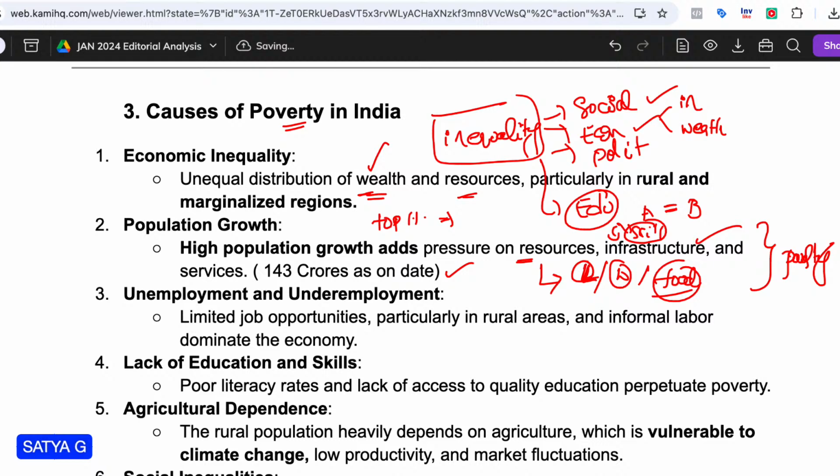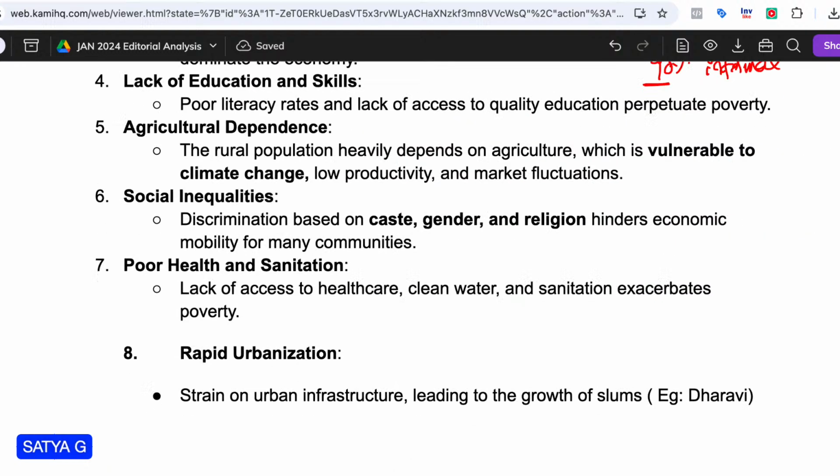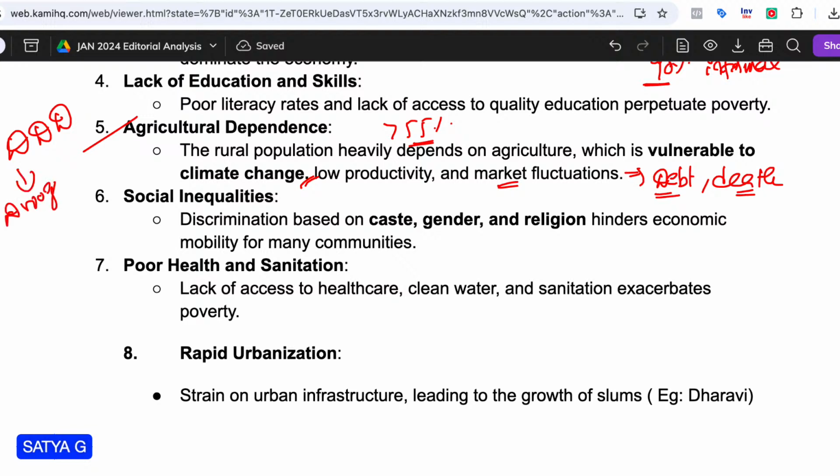And unemployment and underemployment. There are limited jobs, particularly in rural areas. Informal jobs are very high. Nearly 90% of the people are working in the informal sector in India. This is another important stat. And lack of education and skills. Based upon Indian culture, agriculture is the most dependent sector. More than 55% of people live on agriculture, which is vulnerable to climate change and market fluctuations, finally leading to debt and death. Generally, in the Indian agriculture scenario, people call it a vicious cycle: drought leading to debt, debt leading to death. This is the agriculture scenario.